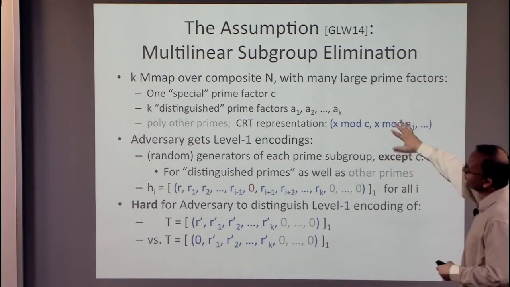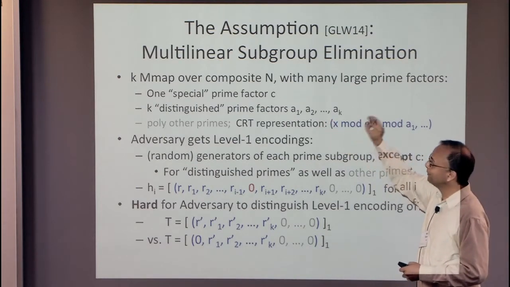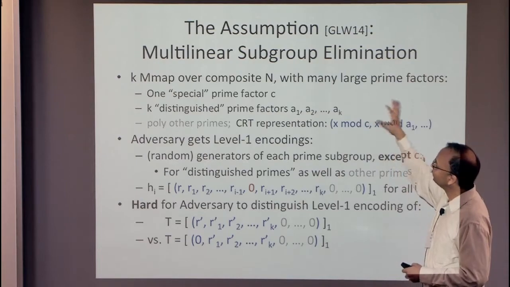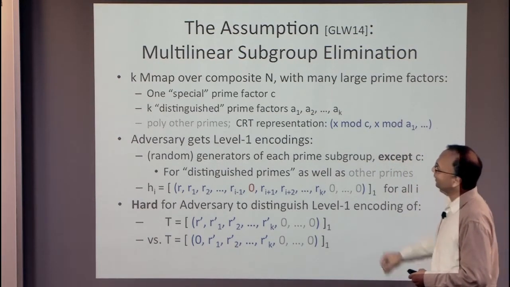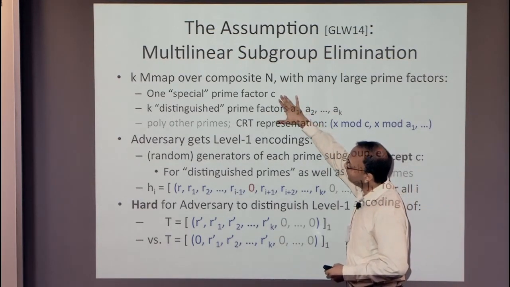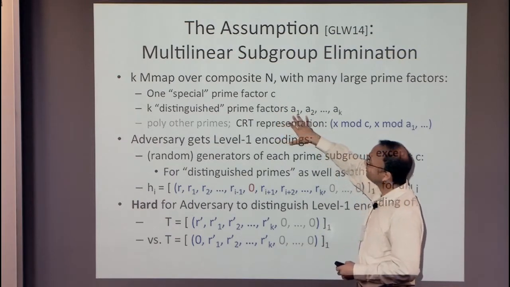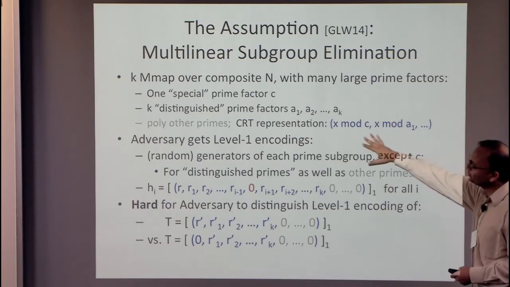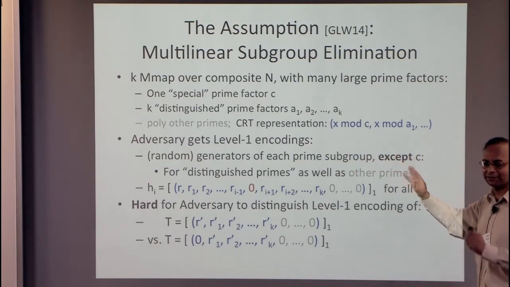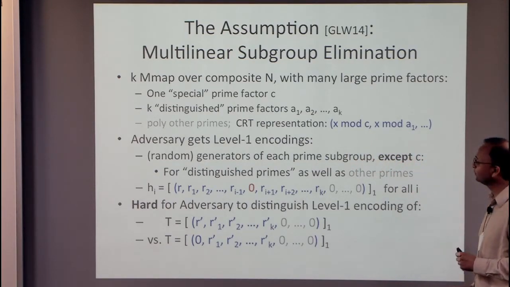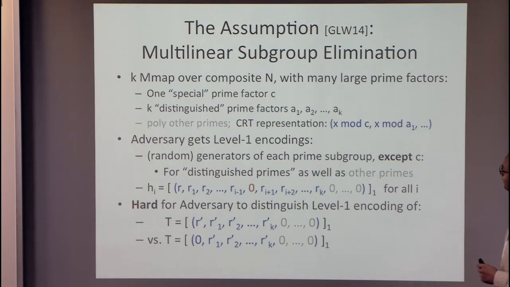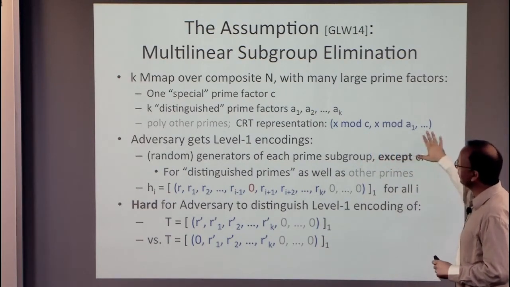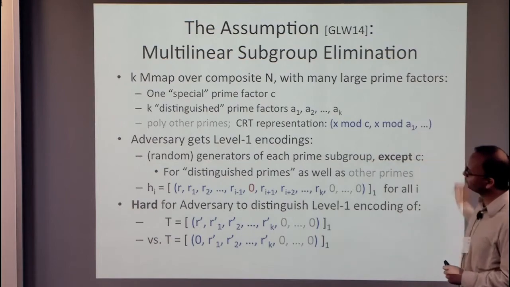So now we go to a general k. It'll be the k multilinear subgroup elimination assumption, and we'll have again one special prime factor c, and k distinguished prime factors now, a1 through ak. And then there'll be some polynomially many other primes. I'm not going to really talk about them. They're not going to play any role in the assumption, but we need them for some technical reasons. Again, we have our CRT representation. We always start with C and then the distinguished primes.